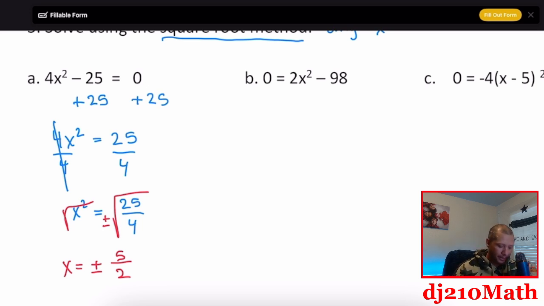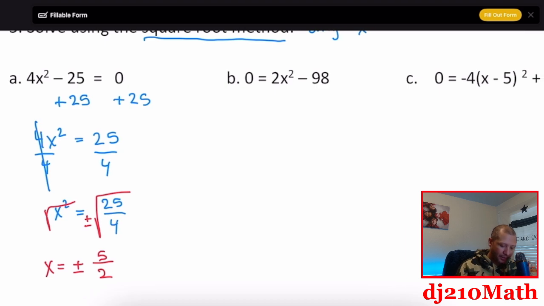Okay. B. Same idea. Get x squared by itself. So I'm adding 98 to both sides. So 98 is equal to 2x squared. Divide both sides by 2. This is going to be 46. 98 divided by 2 is 46. This is equal to x squared.